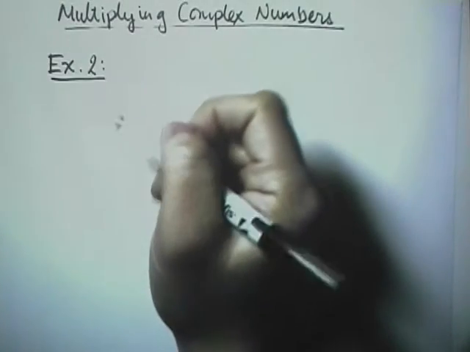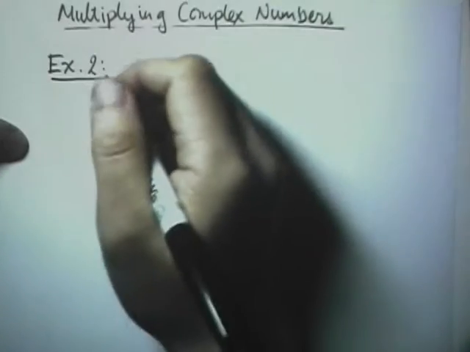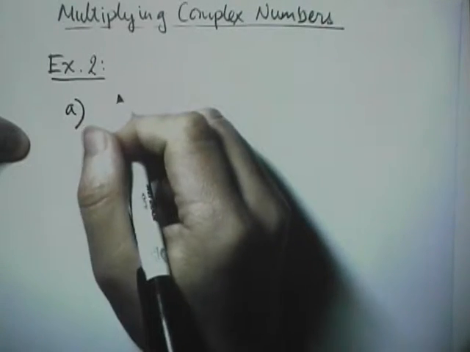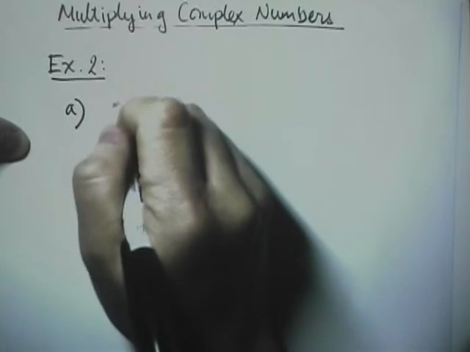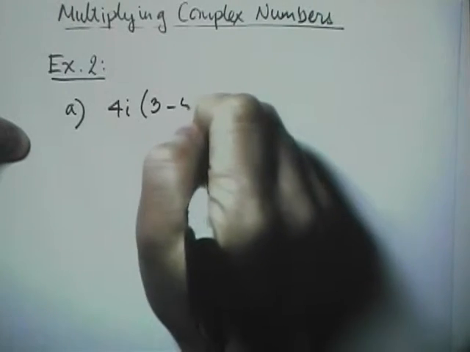Okay, so this is another example, I call it the second example of how to multiply complex numbers. It's just more problems involving different things. So this time, in part A of this example, why don't we do 4i times 3 minus 5i.